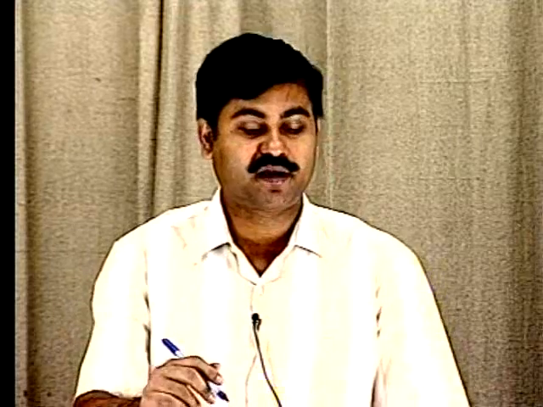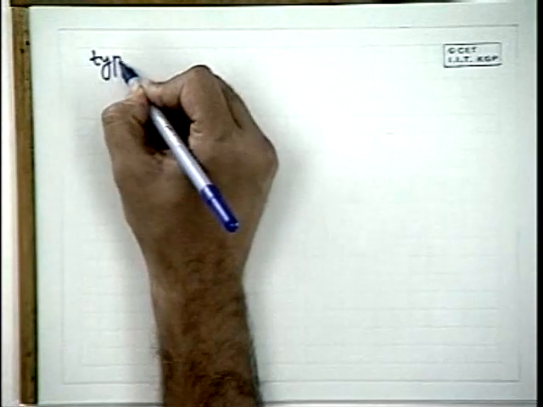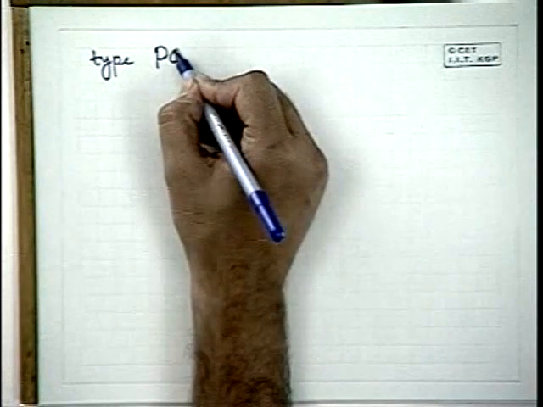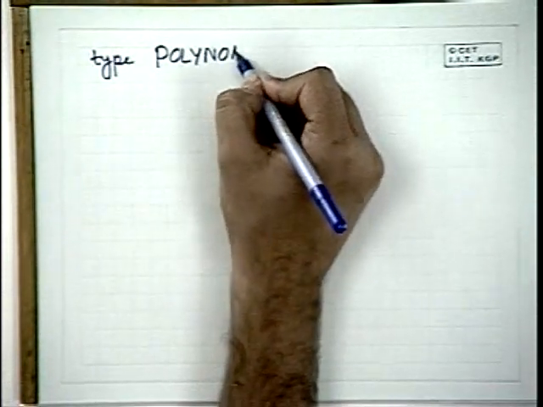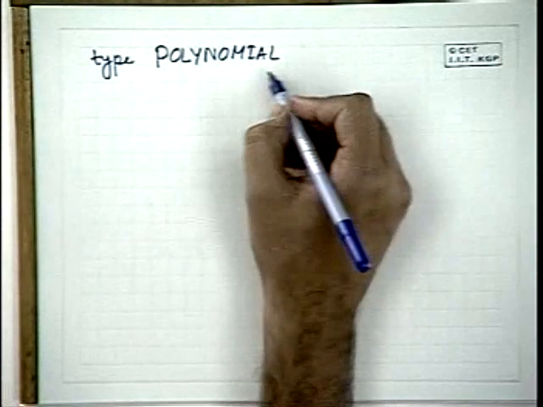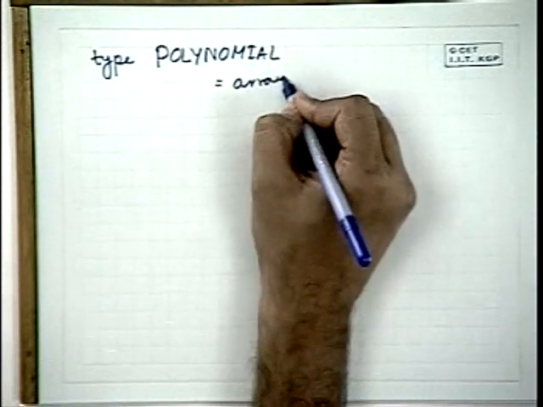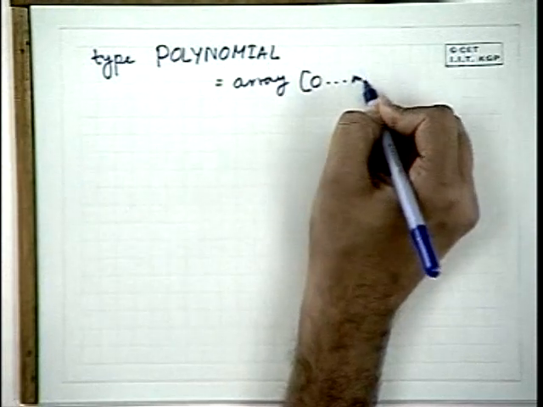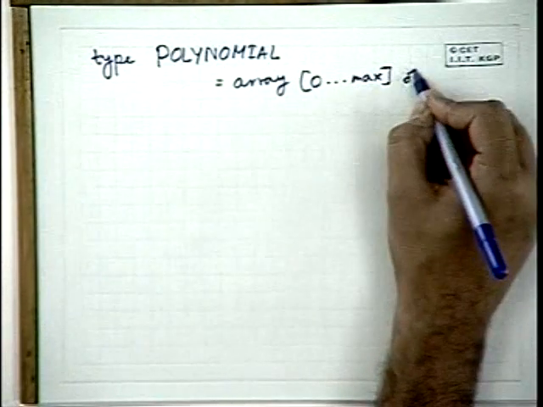Before I start, first let us see how we represent the polynomial. Representation of a polynomial is very straightforward. You can represent the coefficients of the polynomial in an array, because then the powers of x are implicit. Suppose we declare, this is a Pascal like declaration, type polynomial equal to, we can say, array 0 to some max of real.